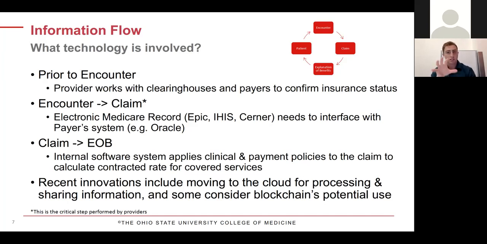But when we talk about this cycle here, prior to the encounter, some information needs to be exchanged. The provider will schedule an encounter with a patient, and then the patient will provide the insurance information. Then the provider will work with a clearinghouse or with the payer directly to confirm that insurance status. Once that's confirmed, that facilitates an easier exchange at the actual provider site, so the encounter can flow smoothly.